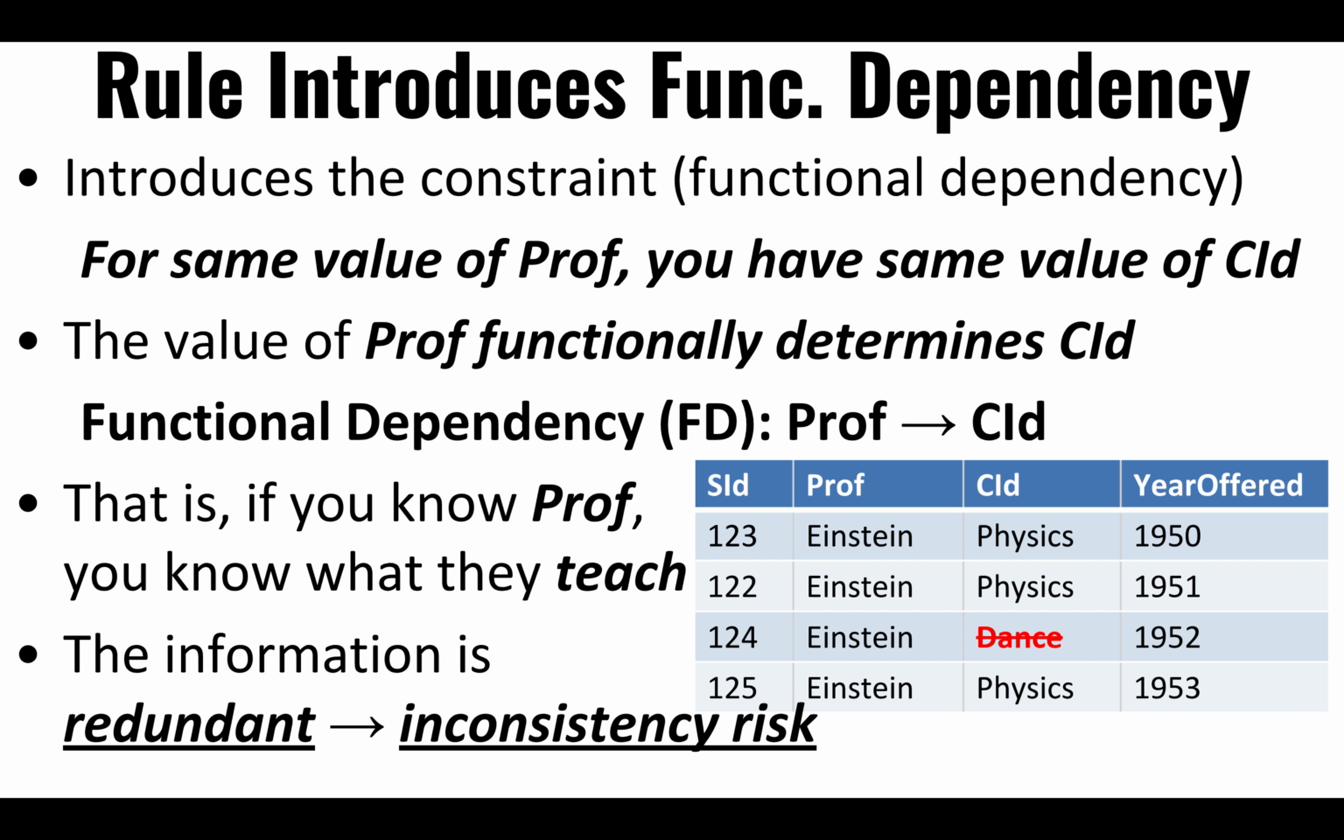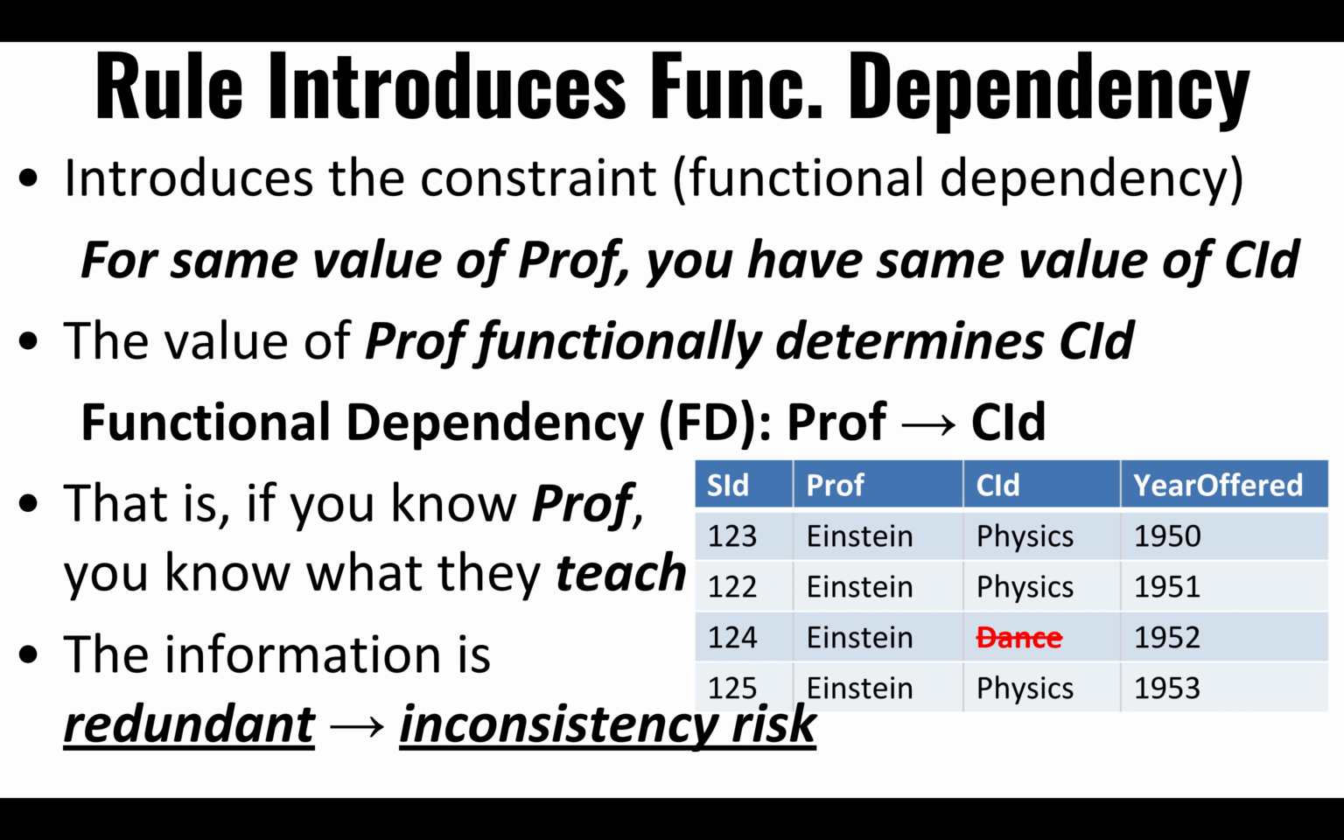These fields are non-key, right? They're not primary keys. They're not uniquely identifying the record. The only primary key here is the section ID, right? The course ID here is just a foreign key to some course. Make sense? All right. So this record violates our rule, but as far as the database is concerned, there's nothing wrong with Einstein teaching dance. Okay, there's nothing wrong with that.